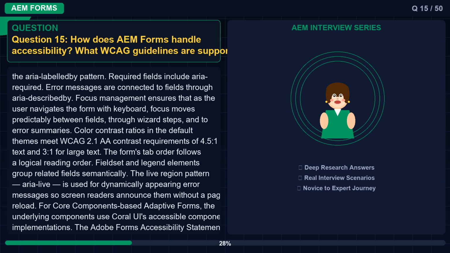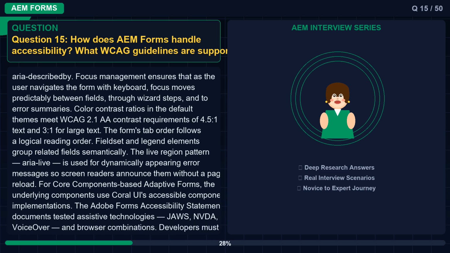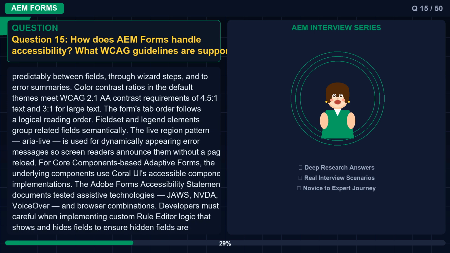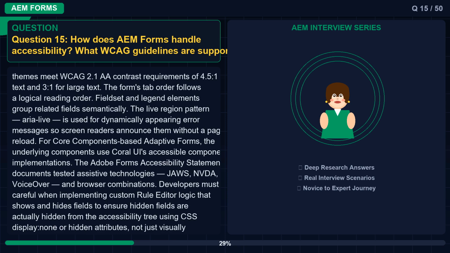Color contrast ratios in the default themes meet WCAG 2.1 AA contrast requirements of 4.5 to 1 for text and 3 to 1 for large text. The form's tab order follows a logical reading order. Fieldset and legend elements group related fields semantically. The live region pattern, ARIA-live, is used for dynamically appearing error messages so screen readers announce them without a page reload. For core components-based adaptive forms, the underlying components use Coral UI's accessible component implementations.